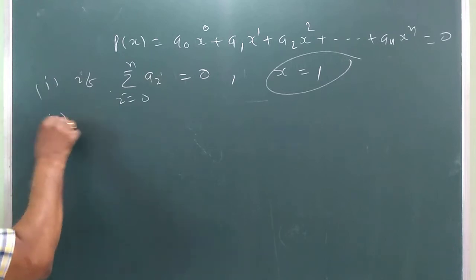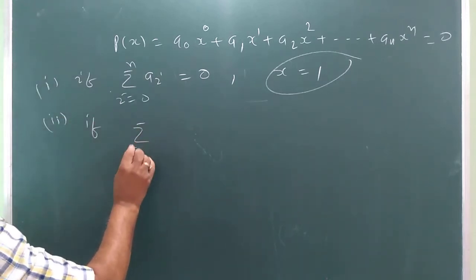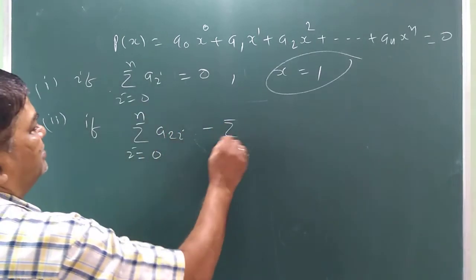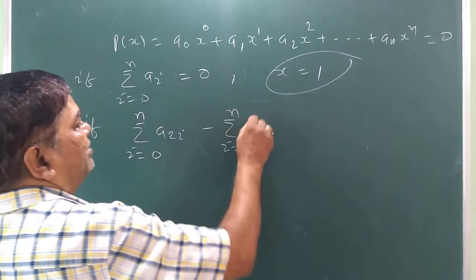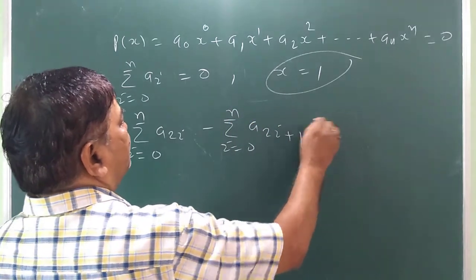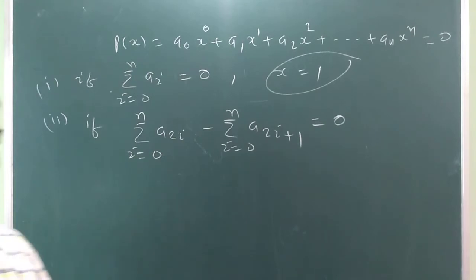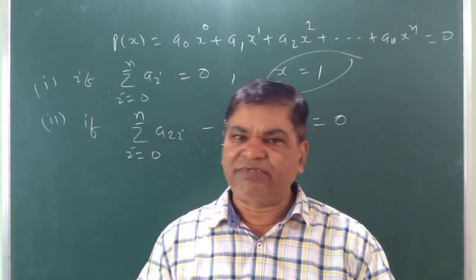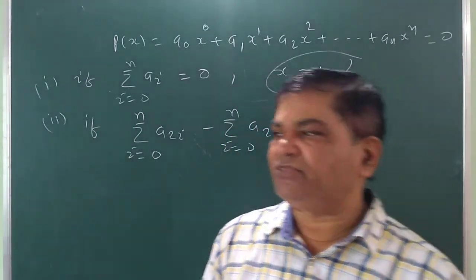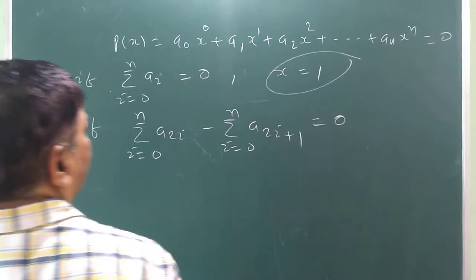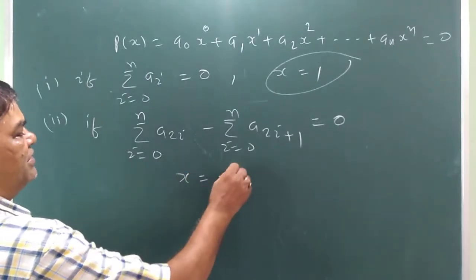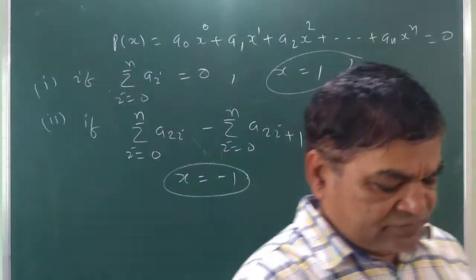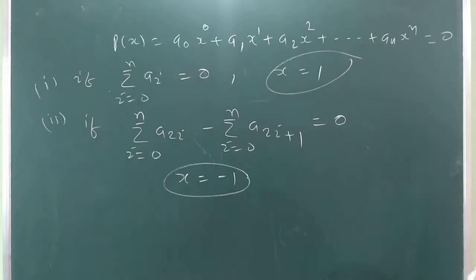And number 2, if the summation of a_i for i equal to 0 to n, minus the summation of a_i plus 1 for i equal to 0 to n, is equal to 0, that is, the summation of odd terms and the summation of even terms. If you differentiate both and it becomes 0, then there is only one root, that is x is equal to minus 1. Now this should be remembered by you. This is a very important point.